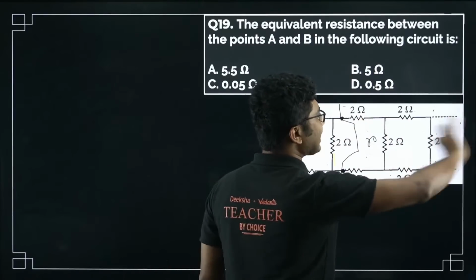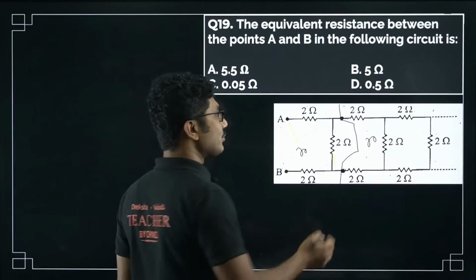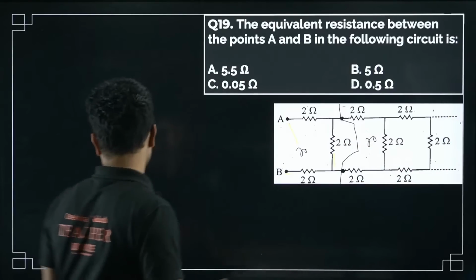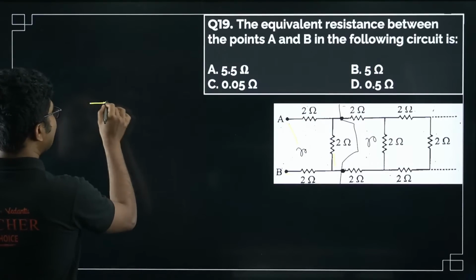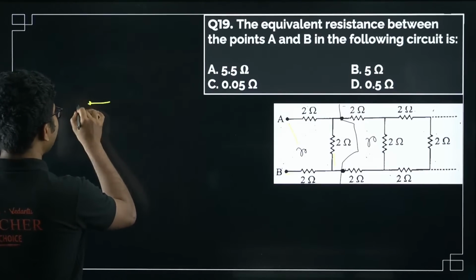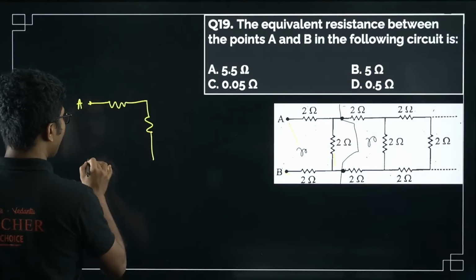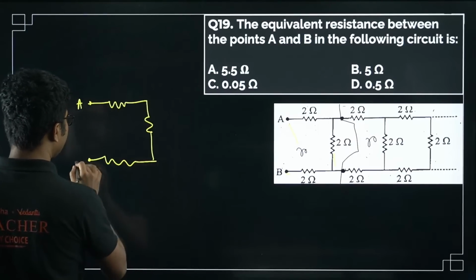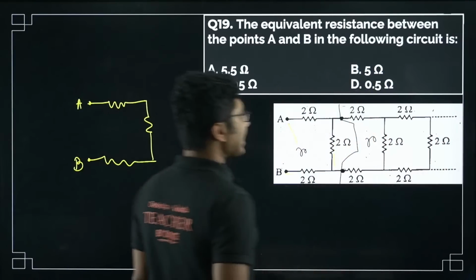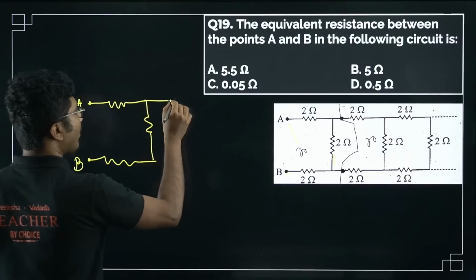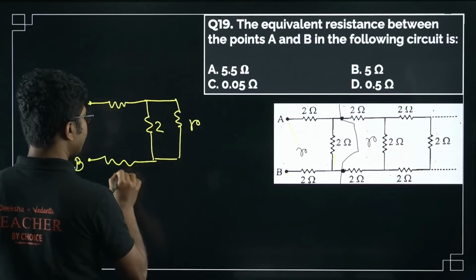So this entire circuit will also have the same equivalent resistance, which is equal to small r, because it is an infinite circuit. So we will use that logic. Point A is here, we have a 2 ohm resistance, another 2 ohm resistance, then point B and another 2 ohm resistance, and this entire portion has an equivalent resistance of small r, right? Small r. This is 2, this is 2, this is 2.